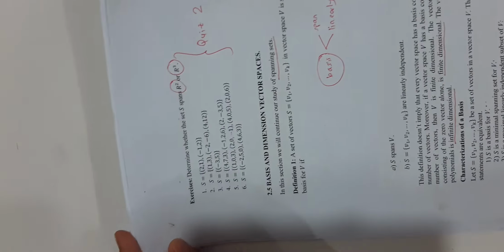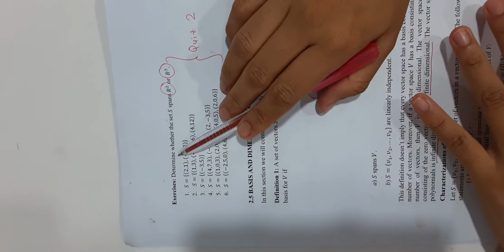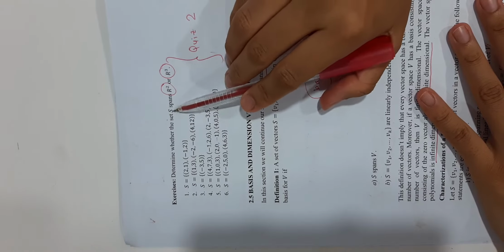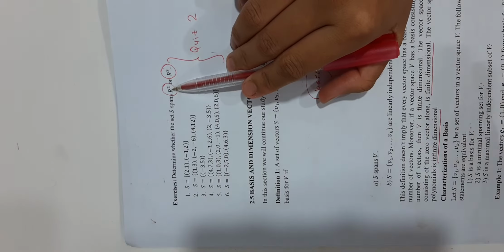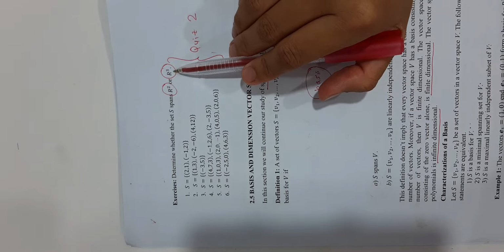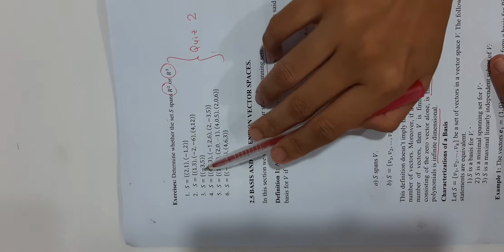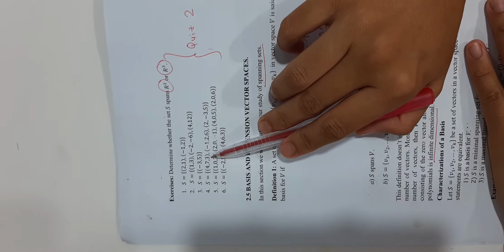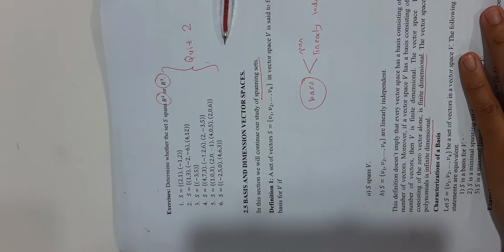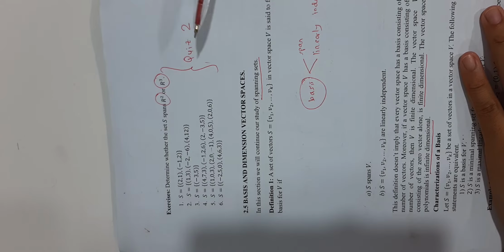So let's move on. These are some exercises here. With these exercises, determine whether the set S spans R2 or R3. I'm emphasizing again, by now you should know what R2 and R3 are. R2 means 2 coordinates, for example, this one here. And R3 means you have 3 coordinates, for example 4, 7, 3. This is your question for quiz 2. I want you to submit it to me by tomorrow morning.